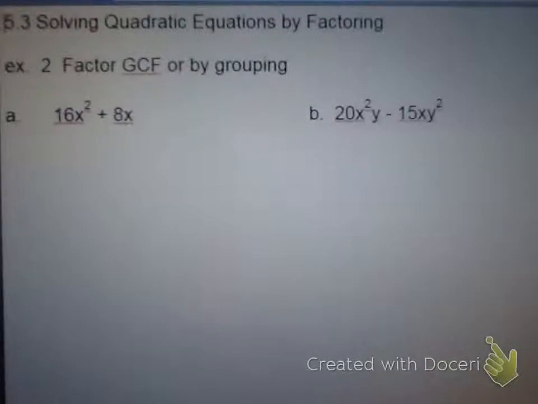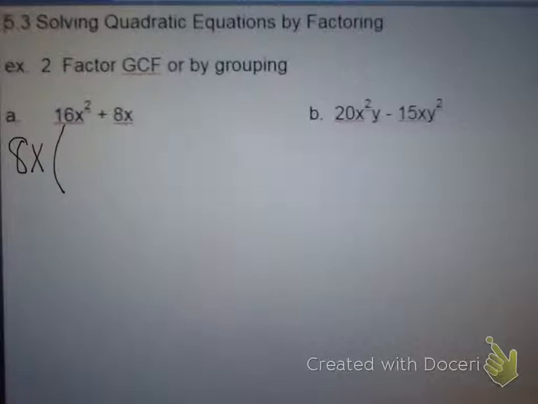Section 5.3, Solving Quadratic Equations by Factoring. Example 2, factor GCF or by grouping. In example A, we're going to look to see if we have a common factor, which we do. And our greatest common factor is 8x, so we are going to pull out the 8x.